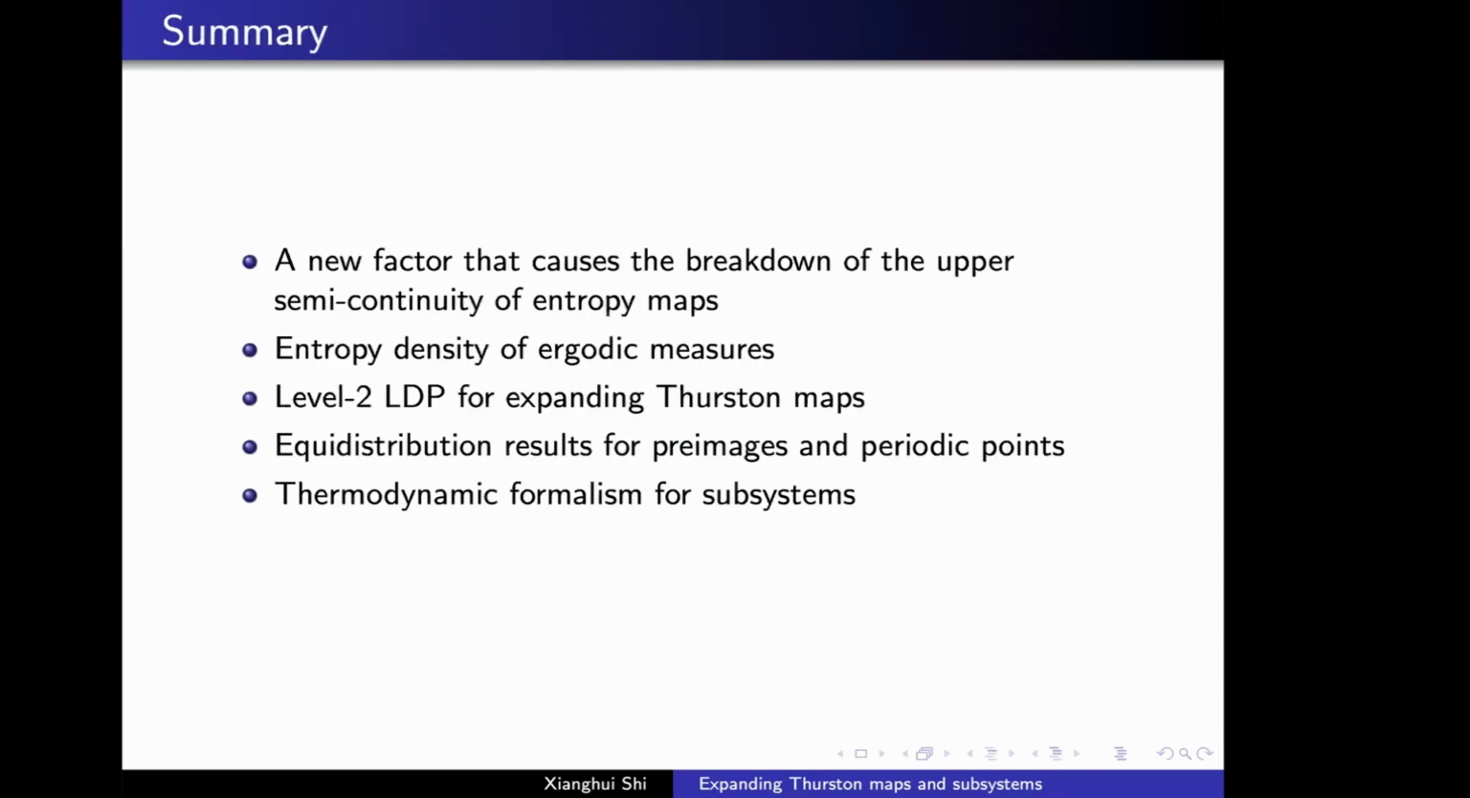Okay. Let me summarize our contributions. First, we find a new factor that causes the breakdown of the upper semicontinuity of the entropy maps. The second, we establish entropy density of ergodic measures. And the third one is the central part of our work. We proved a level-2 LDP for all expanding Thurston maps and for three kinds of distributions. In particular, this result implies the equidistribution for preimages and the periodic points.